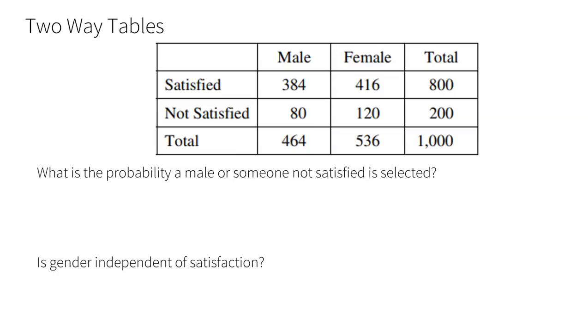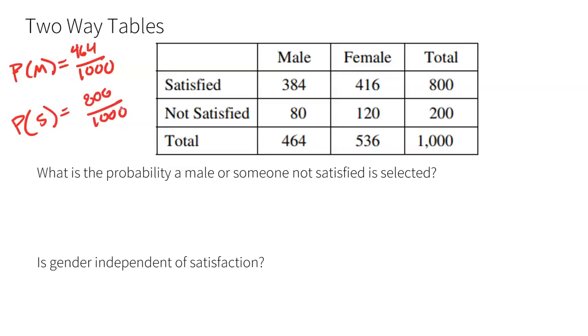So we could ask tons of questions here, right? Like we could say, what's the probability that somebody is a male? Well, that's going to be a pretty easy question. There are 464 total males out of 1,000, and there it is. That's easy. Or we could say, what's the probability that a customer was satisfied? Well, there were 800 total satisfied customers out of 1,000. Again, that'd be pretty easy.